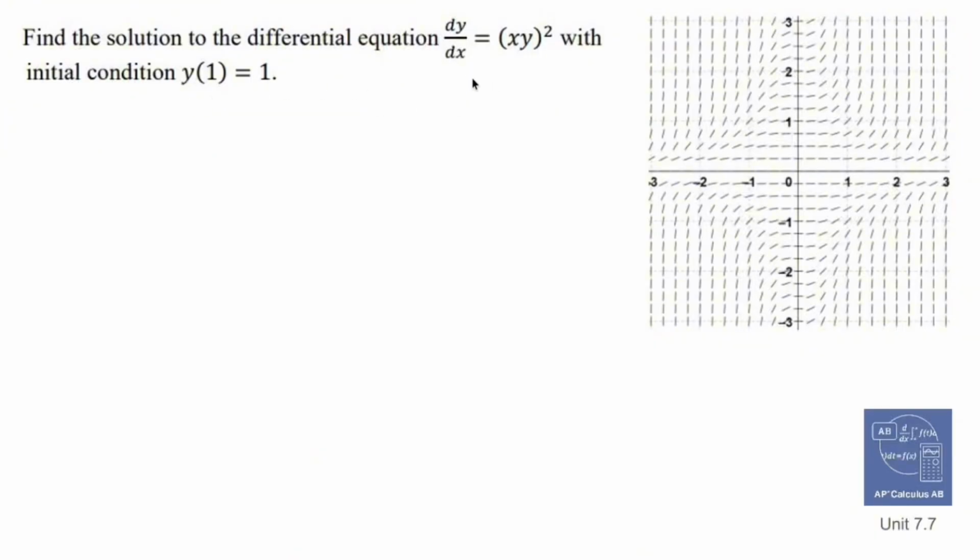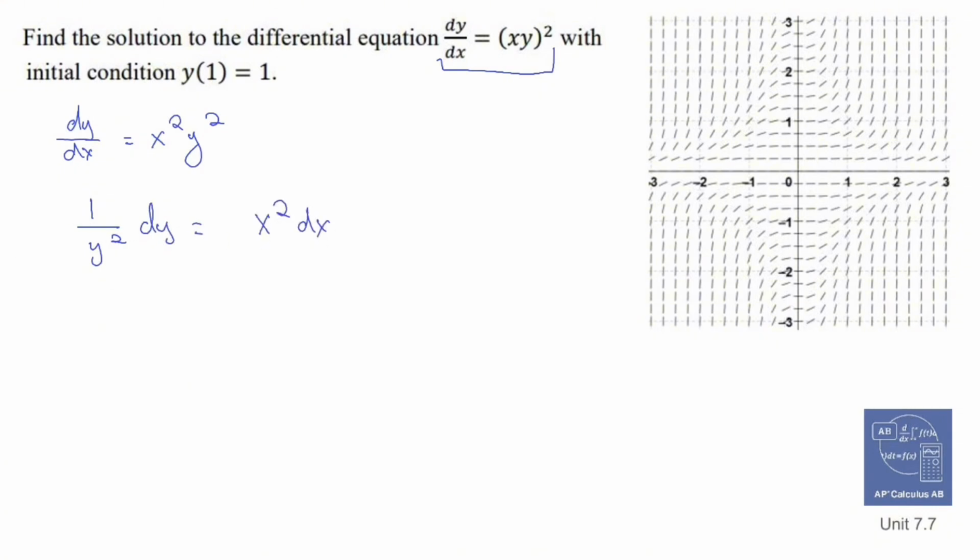Find the solution to the differential equation dy/dx equals x squared y squared with the initial condition y of 1 equals 1. Well, let's do this guy first. I'm going to rewrite it. dy/dx is going to equal x squared y squared. So let's multiply both sides and divide both sides by y squared at the same time to get 1 over y squared dy equals x squared dx.